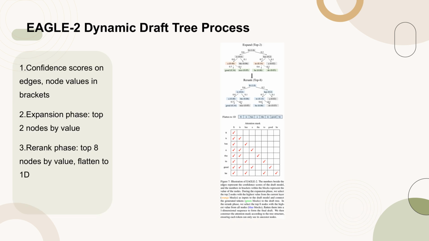Figure 7 illustrates the EAGLE-2 process with dynamic draft trees. The numbers beside the edges indicate the confidence scores from the draft model, while the numbers within the blocks represent the node values. In the expansion phase, the top two nodes with the highest values from the current layer, highlighted in orange, are selected as inputs to the draft model, and the generated tokens, in green, are connected to the draft tree. During the re-rank phase, the top 8 nodes with the highest values from all nodes, highlighted in blue, are selected, flattened into a one-dimensional sequence to form the final draft. An attention mask is then constructed according to the tree structure, ensuring each token can only see its ancestor nodes.